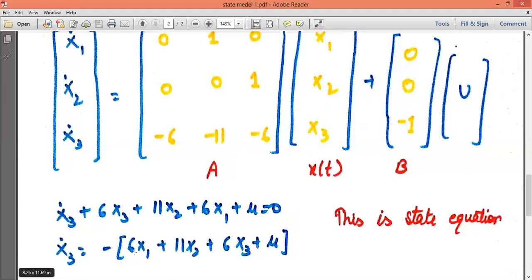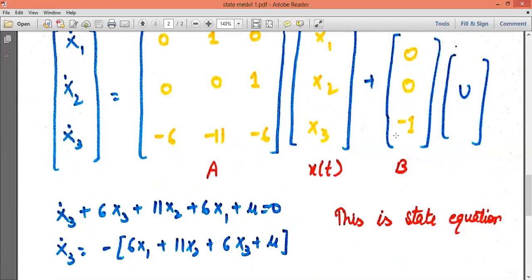How are we going to put this? For x1 we write minus 6, in the x2 part it is minus 11, and in the x3 part we write minus 6. So this is the way to represent the A matrix. It is in the form of a 3 by 3 matrix.